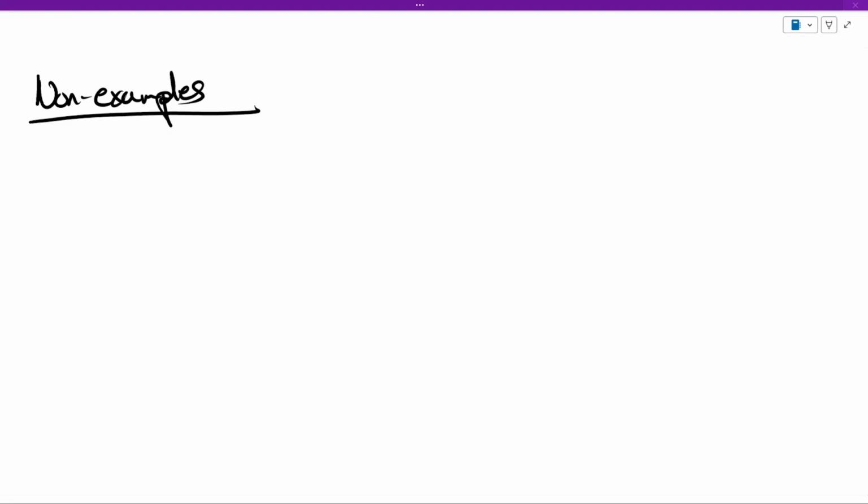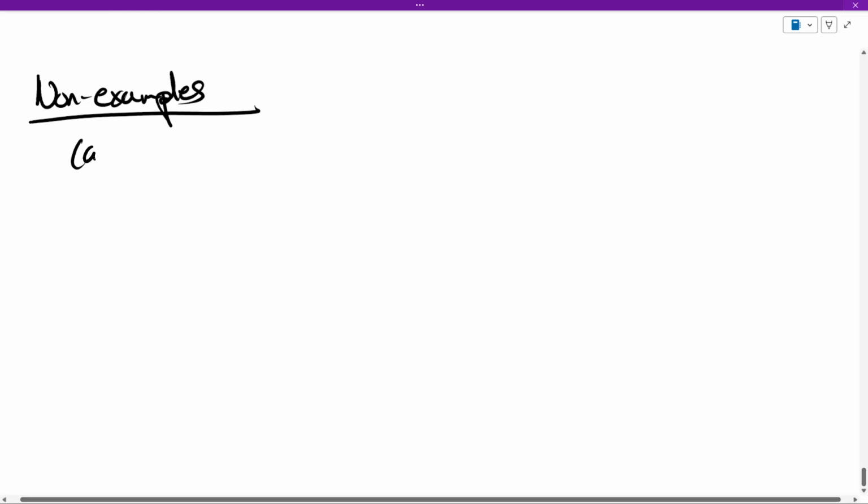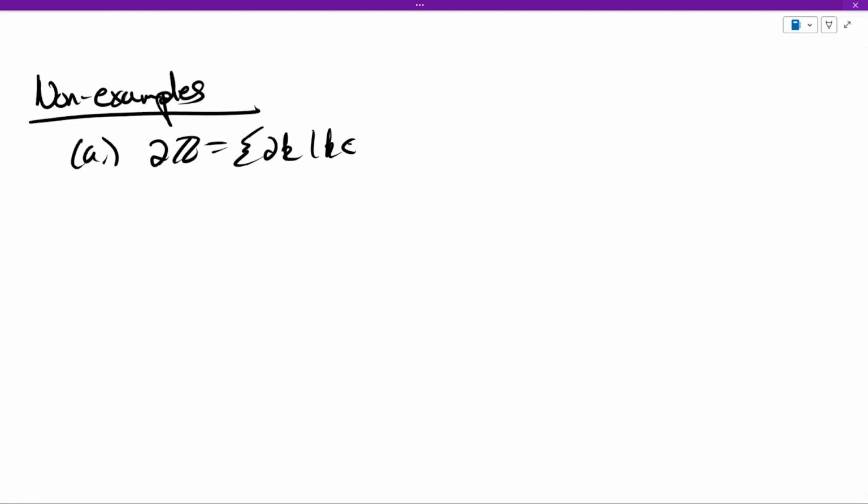We're going to record some non-examples here. One of the examples is going to be kind of silly, and the next example is going to illustrate something that will give us some intuition a little bit later. So our first non-example is 2Z, the collection of all even integers, is not a ring. So it's not a subring of C, it's not even a ring.